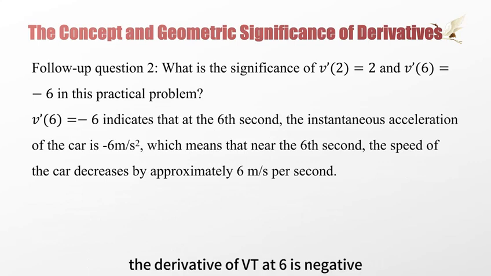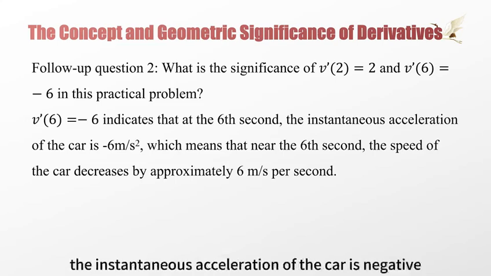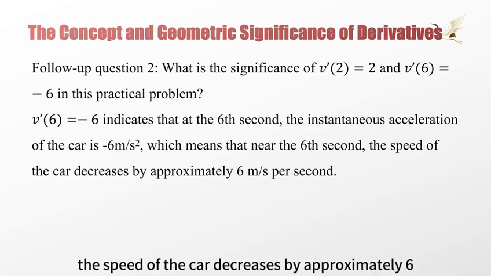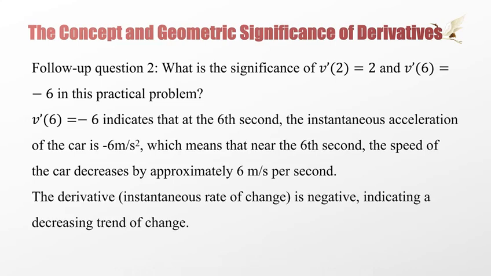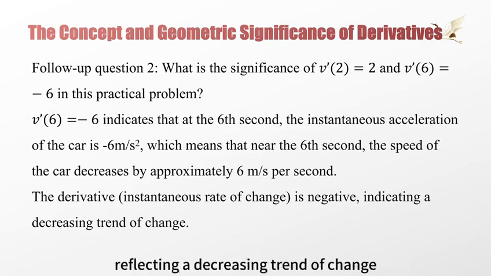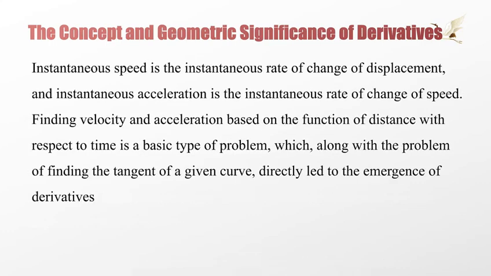The derivative of v(t) at 6 is negative 6, indicating that at the 6th second, the instantaneous acceleration of the car is negative 6 meters per second squared. This suggests that around the 6th second, the speed of the car decreases by approximately 6 meters per second. The derivative or instantaneous rate of change here is negative, reflecting a decreasing trend of change.